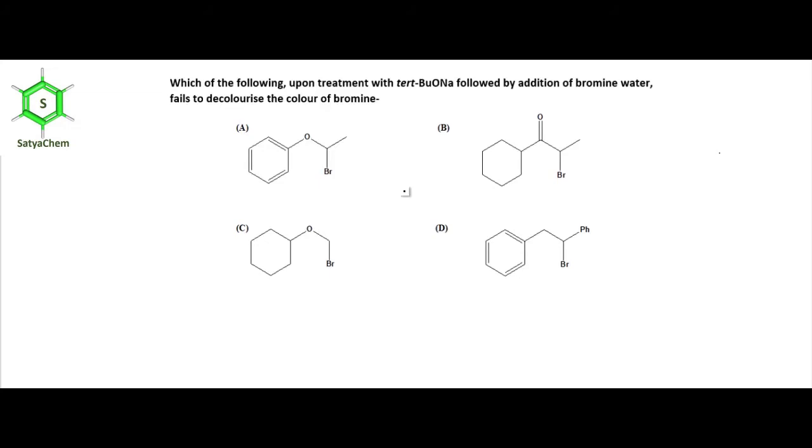Now I am going to discuss an MCQ problem on elimination reaction. The question is, which of the following, upon treatment with tertiary butoxide followed by addition of bromine water, fails to decolorize the color of bromine? Actually, the color of bromine, which is red or orange, gets disappeared or decolorized in the presence of an alkene.